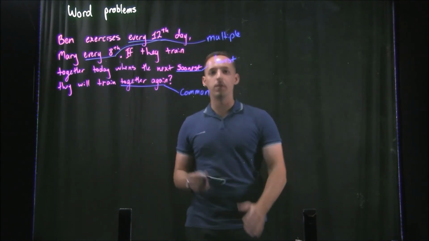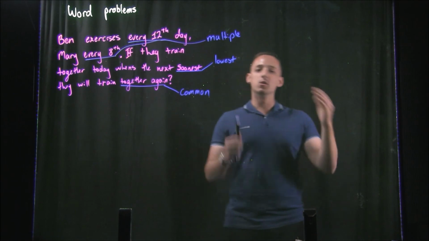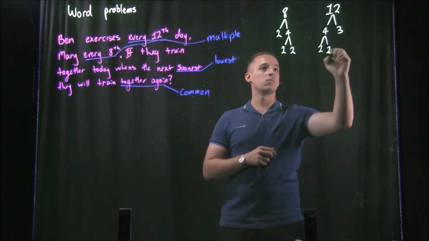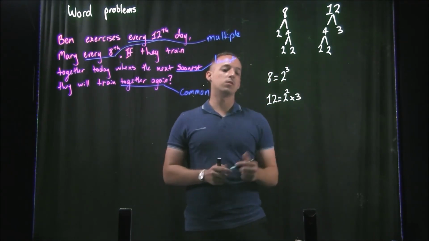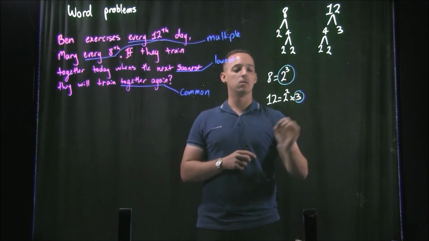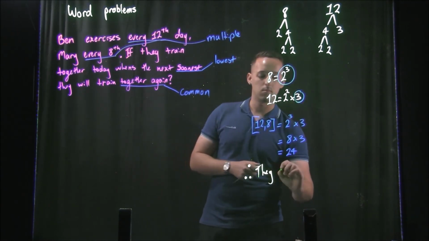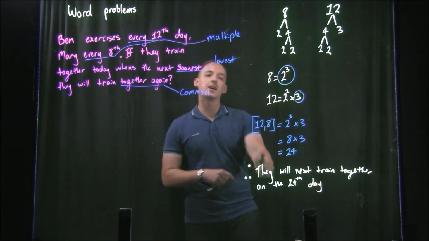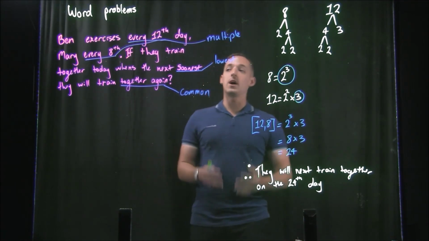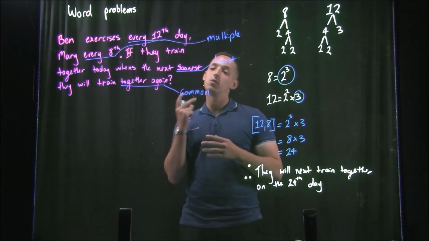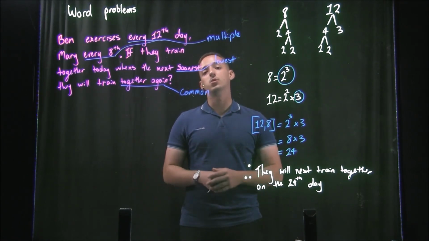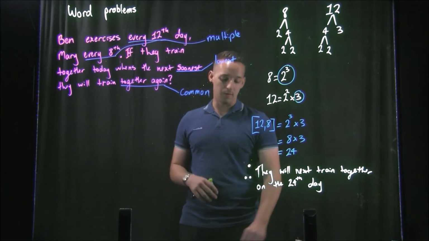And so we go on, we solve this the same way we solve anything else. You can write out numbers. I, again, like factor trees. Okay, so once I've got this, I can then go and take the highest power of every factor. And again, I finish with a worded answer. They will next train together on the 24th day. So that is the way we break down a word problem. You look for those common words, you look for words like soonest, lowest, biggest, maximum, and that'll help you establish whether you're doing GCD or LCM. Then we solve as per usual.